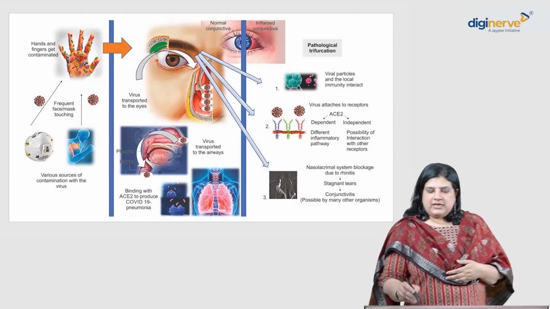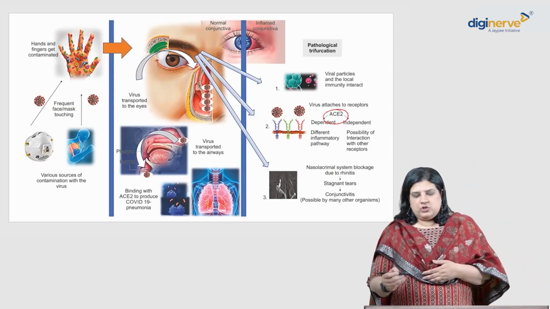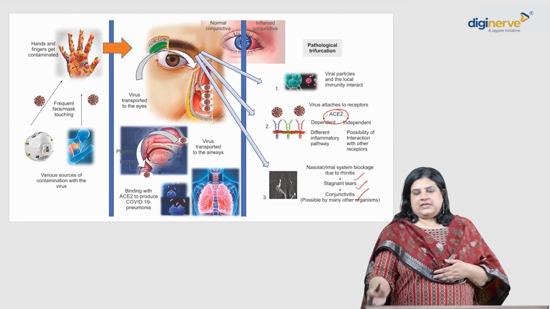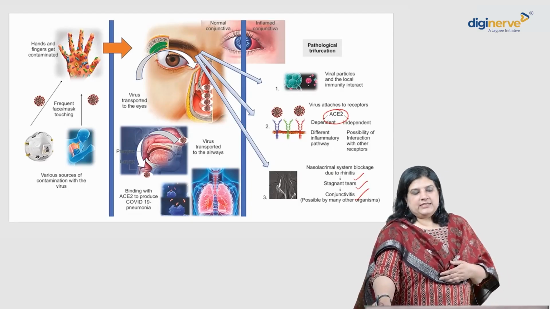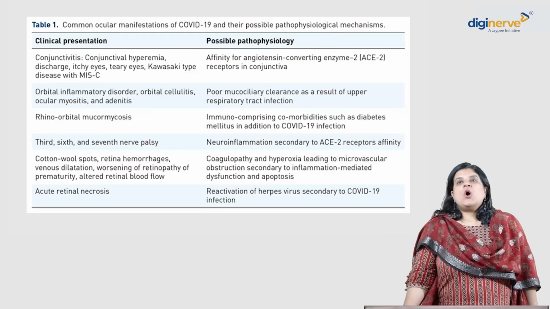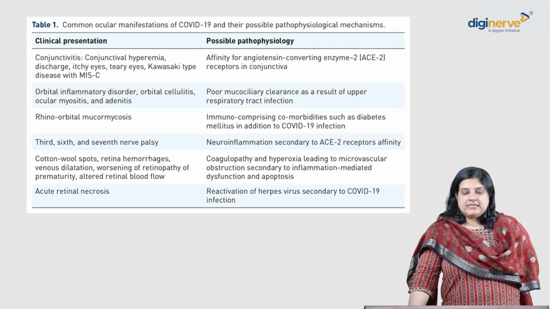The virus was attaching to the ACE2 receptors, and that was eventually leading to rhinitis, stagnant tears, and conjunctivitis. Follicular conjunctivitis was the entity that resulted as a result of hand contamination. So common ocular manifestations of COVID-19 include conjunctivitis.